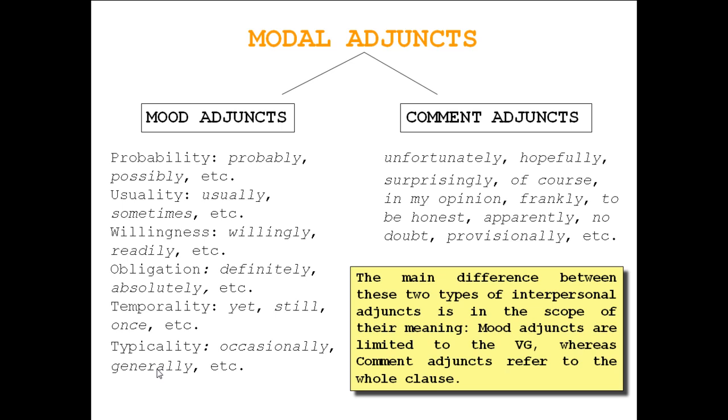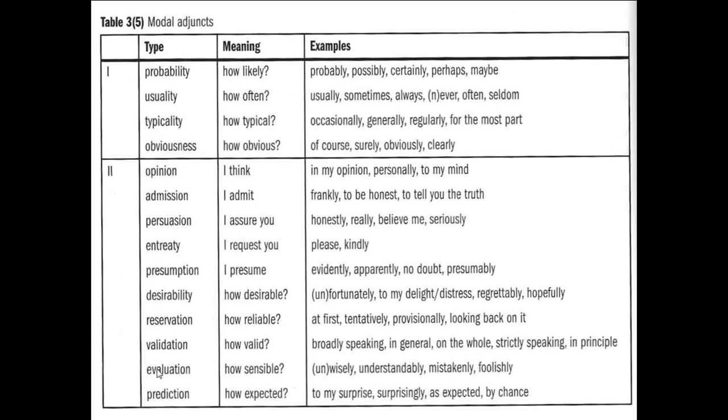Now, what's the difference between mood adjuncts and comment adjuncts? The main difference is that whereas mood adjuncts refer to just one part of the clause, usually the verb group, the comment adjuncts refer to the whole clause. So we usually find them at the beginning or at the end because they refer to all the clause. Okay? So here is a list, fairly complete, right, of modal adjuncts.